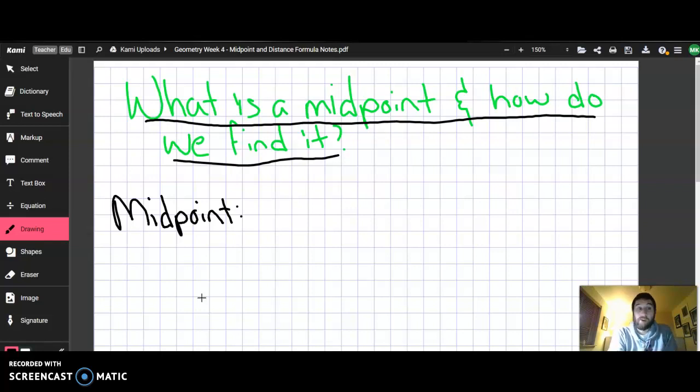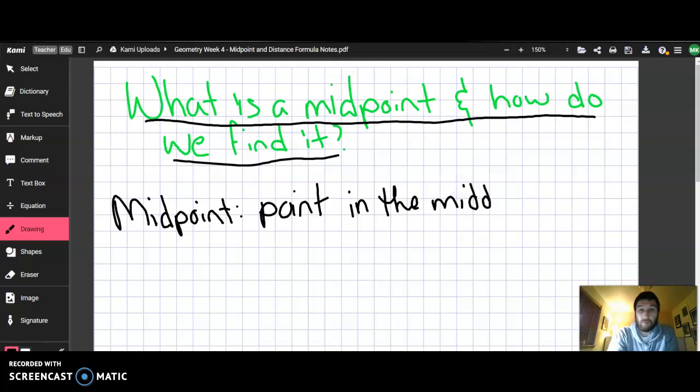First, the what is it part. The midpoint is essentially the point in the middle. So it's going to be that point in the middle, especially of a line segment in the case that we're looking at it. So the point in the middle of a line segment.